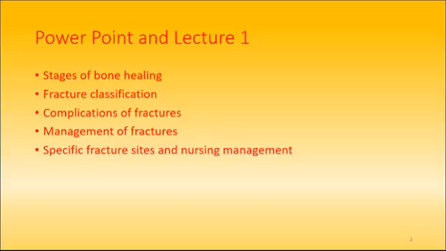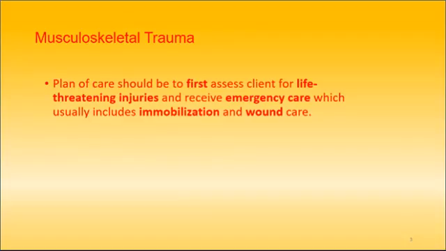So this part of the lecture is the first part of the chapter, which goes over bone healing, fractures, complications from fractures, how to manage them, and some specifics to certain sites. Musculoskeletal trauma, of course, the plan is to first assess for life-threatening injuries. Remember your ABCs, and then your bleeding, and remember everything we did in the beginning of this class on traumas and injuries, and doing your initial screen and your second screening.